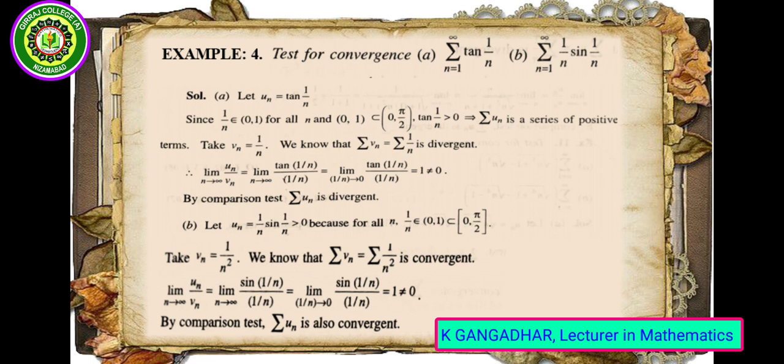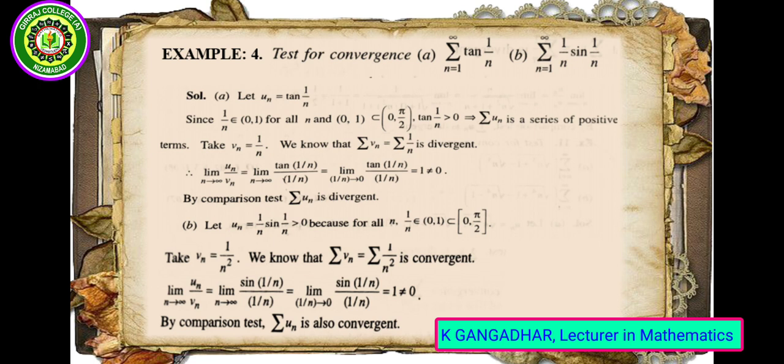So we know limit theta tends to 0, tan theta by theta equal to 1. So here we apply theta tends to 0, then 1 by theta tends to infinity. So limit value 1 not equal to 0 and sigma Vn equal to sigma 1 by n. So it is divergent by p test since p equal to 1. So limit value 1 not equal to 0, but sigma Vn is divergent by p test. So therefore sigma Un series is divergent by limit comparison test.